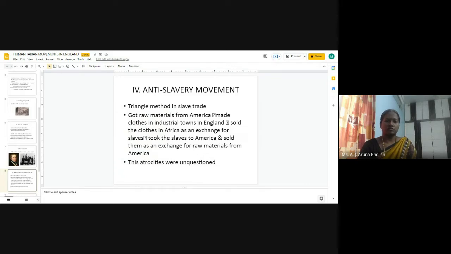Anti-slavery movement. It's called the triangle method in the slave trade. Britishers got raw materials from America and made clothes in industrial towns in England. Afterwards, they sold the clothes in Africa in exchange for slaves. They took the slaves to America and sold them in exchange for raw materials from America. These atrocities were unquestioned.